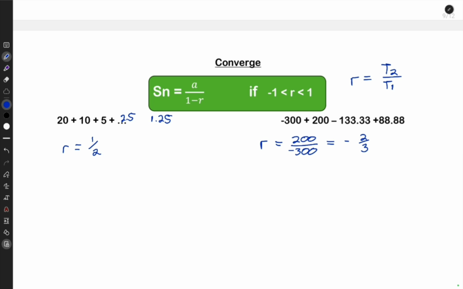So once again, my R value is 0 something. So that's why it converges. That's 0,5. This one will be negative 0,666 recurring.